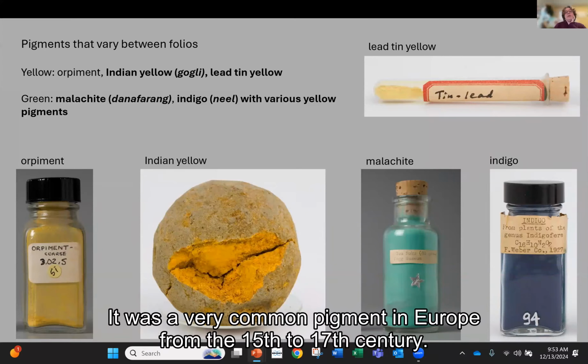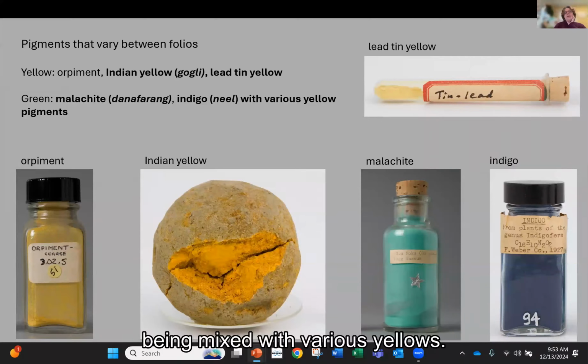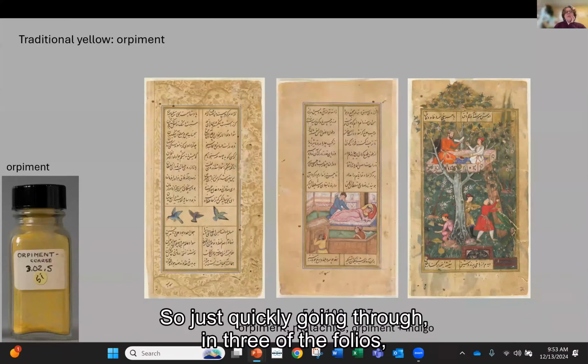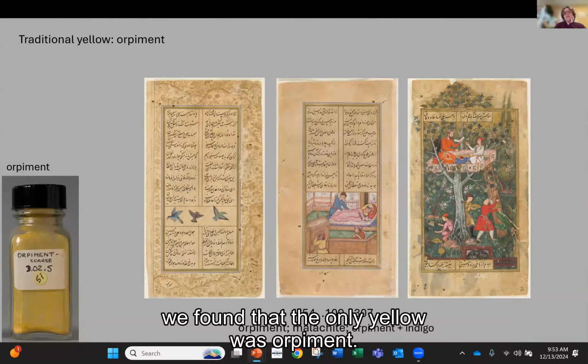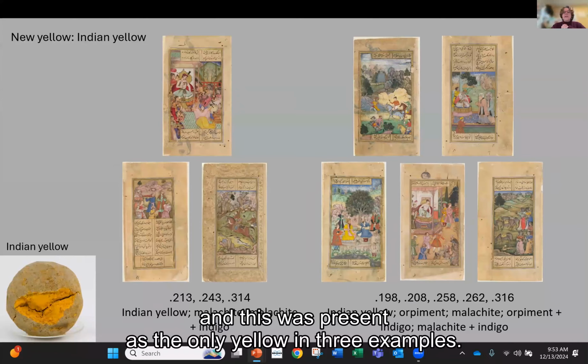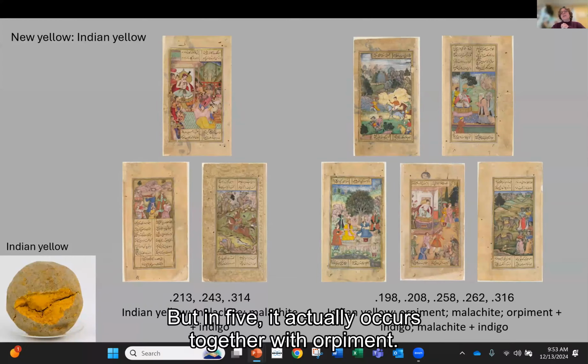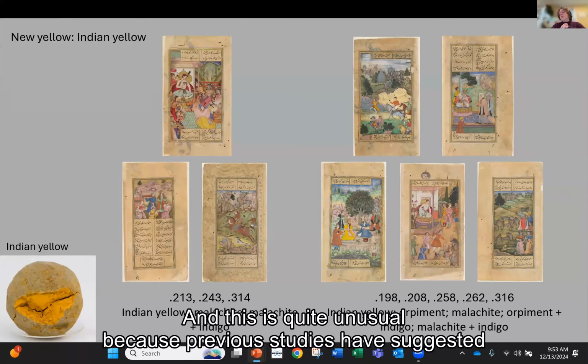And then there is an expansion of greens with a lot of malachite, and then indigo being mixed with various yellows. So just quickly going through, in 3 of the folios, we found that the only yellow was orpiment. However, 8 of these had the new yellow, Indian yellow, and this was present as the only yellow in 3 examples, but in 5 it actually occurs together with orpiment. And this is quite unusual because previous studies have suggested that you never see orpiment and Indian yellow together. And what we did notice was that Indian yellow was never mixed with indigo to produce a green. It was always orpiment. So perhaps the Indian yellow was too valuable as a new pigment.